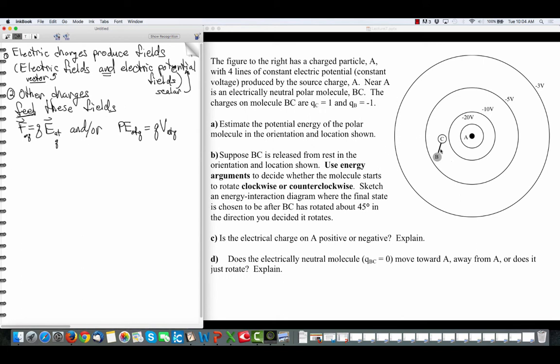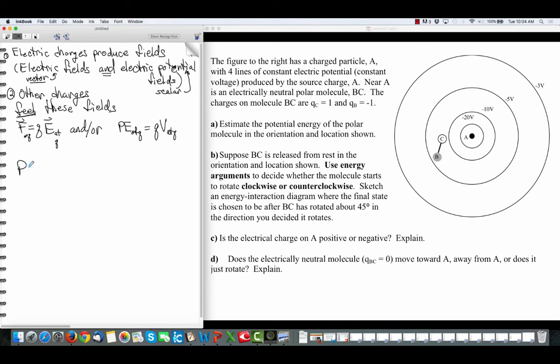You put an electrically neutral polar molecule here. So we've talked about this. This is the ball and stick picture of a molecule made up of 2 oppositely charged pieces. The ion over here, the B ion, has a charge of -1. The C ion has a charge of +1. First question, the first problem: estimate the potential energy of the polar molecule in this location and in this orientation. So, calculate the potential energy of the molecule.